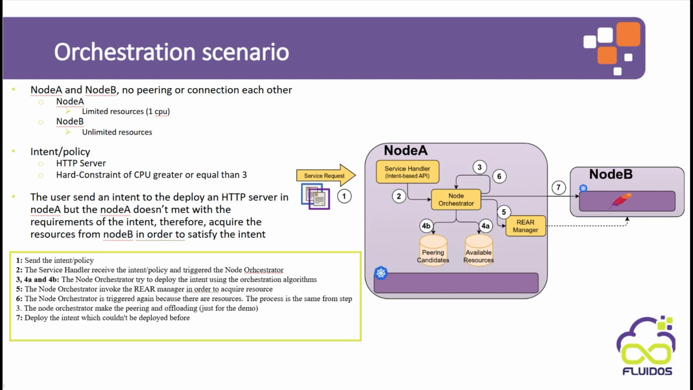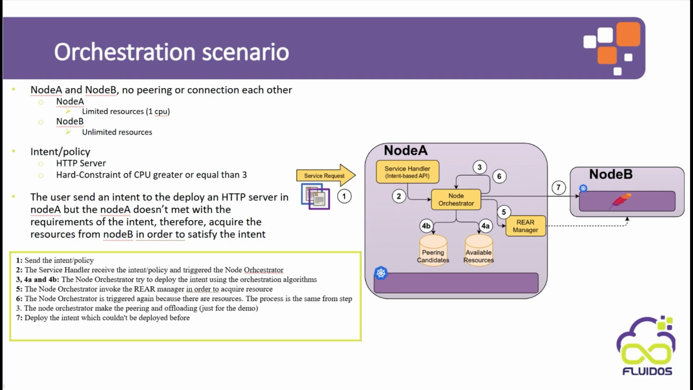On the other hand, we have an intent policy that requests the deployment of an HTTP server with a hard constraint of CPU greater or equal than 3. The orchestration process is divided into two distinct phases. The first one selects the software candidate from a set of candidates, and the last one selects the node candidate. Once the orchestration process ends, the enforcement starts.